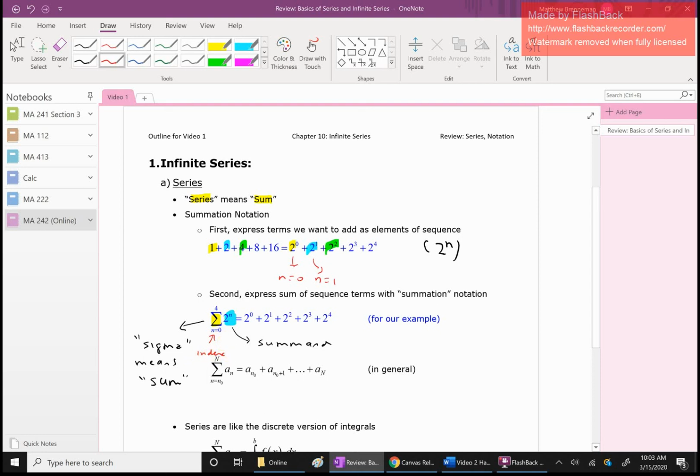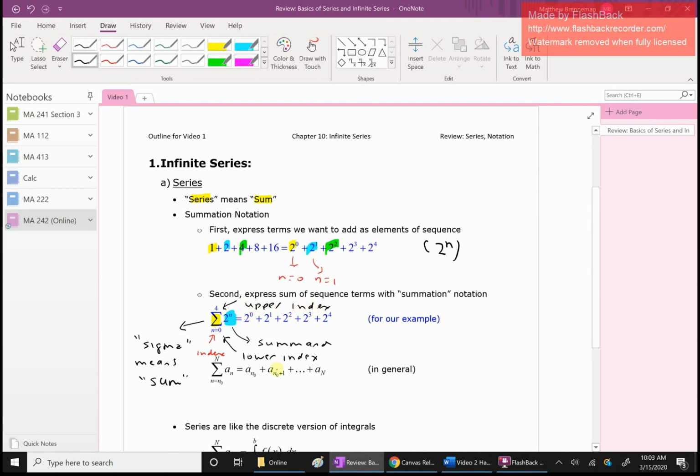And we have to tell the sum then what should be our starting index. So sometimes this is called the lower index or the starting index. It tells us the first term in the sequence where we want to start the sum. And of course, this is called the upper index. And it tells us the last term in the sequence that we want to sum.